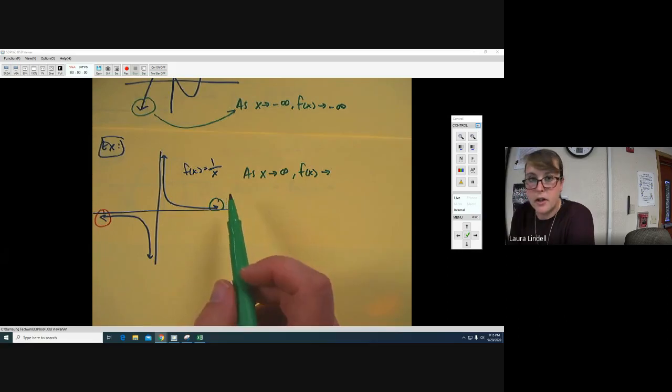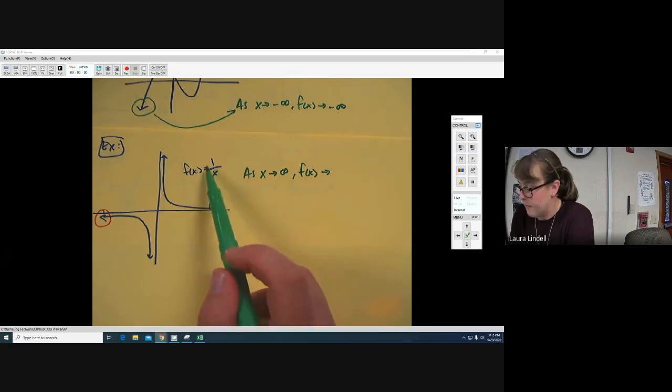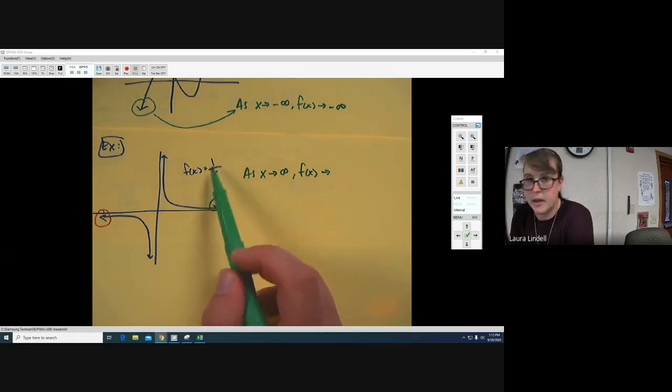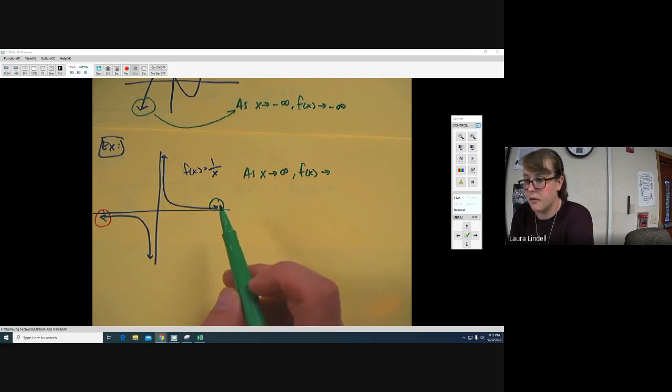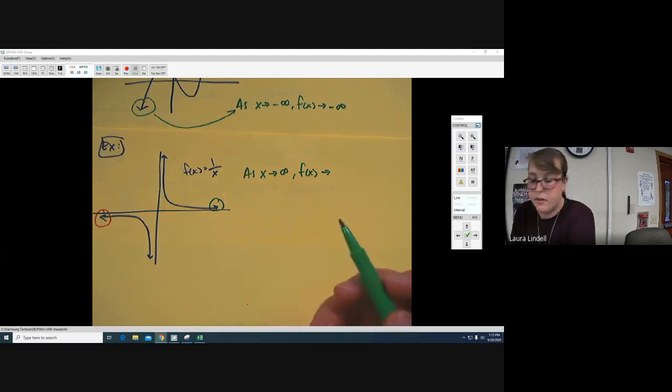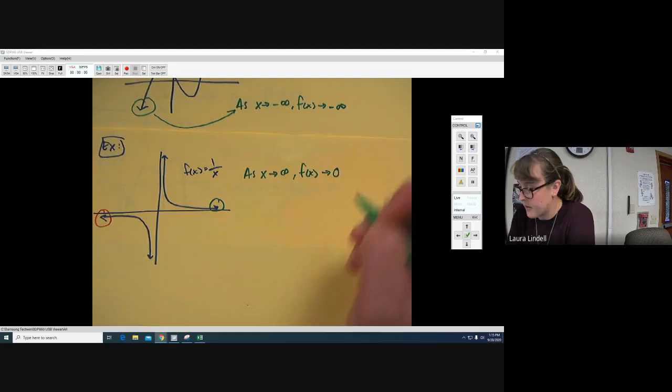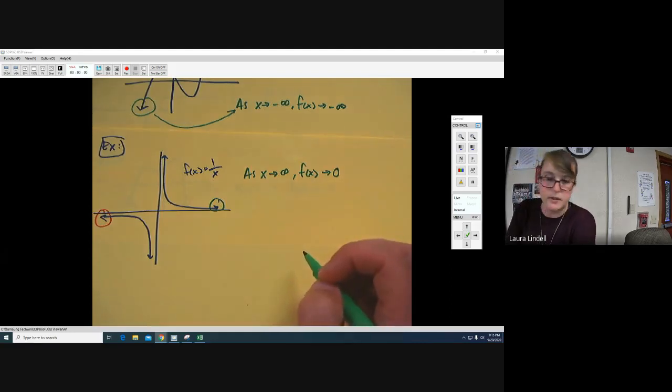You can also think about it in terms of the function itself. The bigger the number that I plug in for x, the bigger my denominator is getting. It's getting closer and closer and closer to 0. So that's another way you can think about it. But in this case, as x goes to infinity, f of x is going to 0.